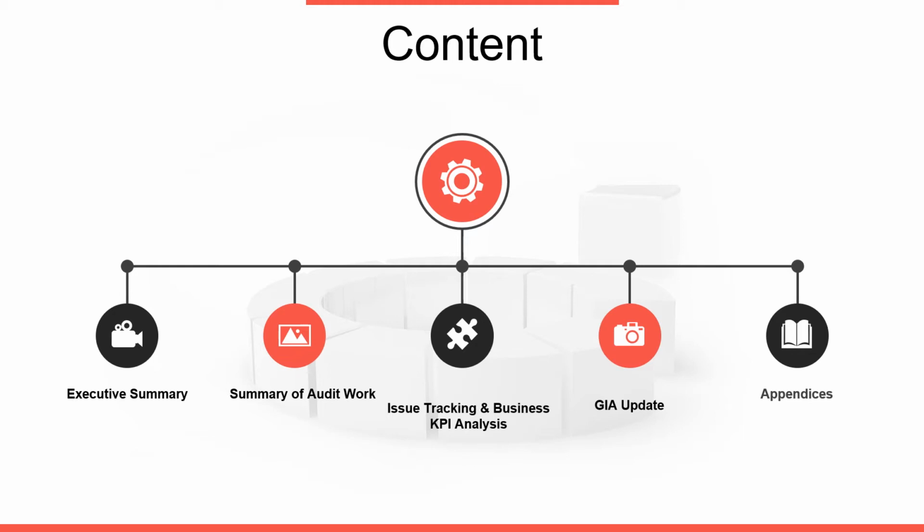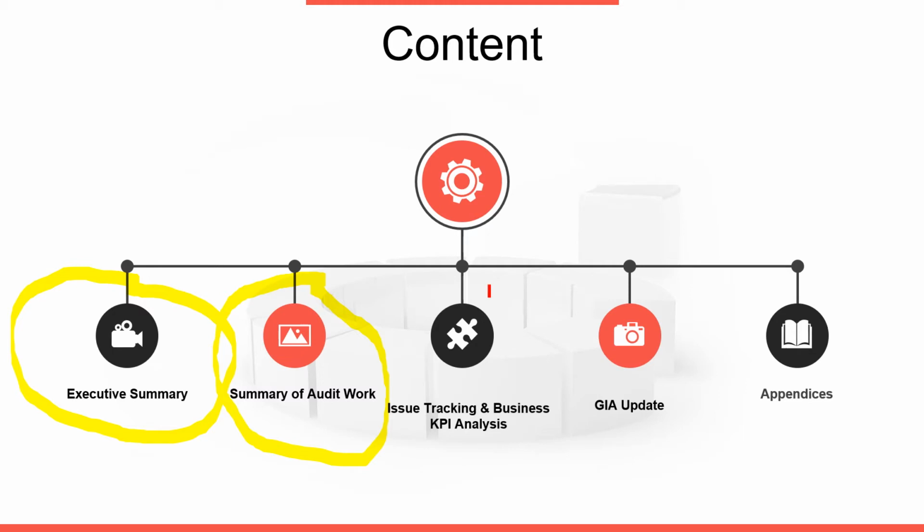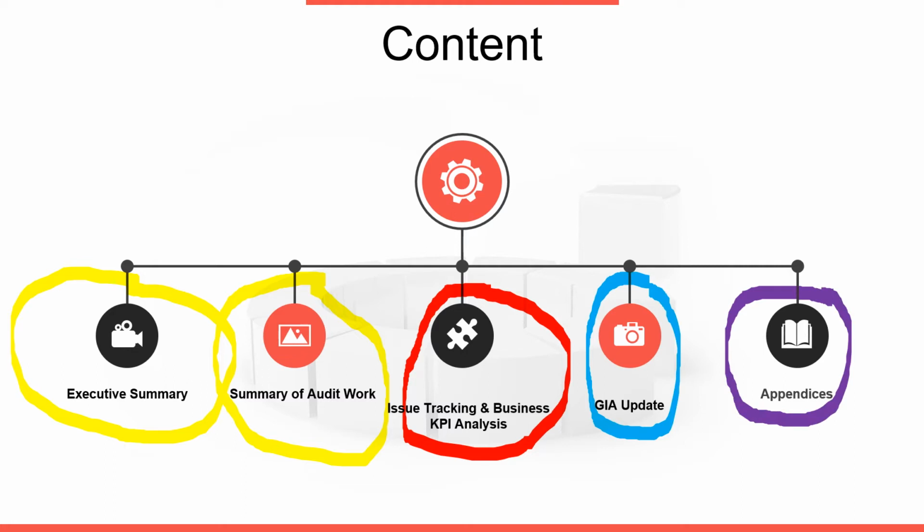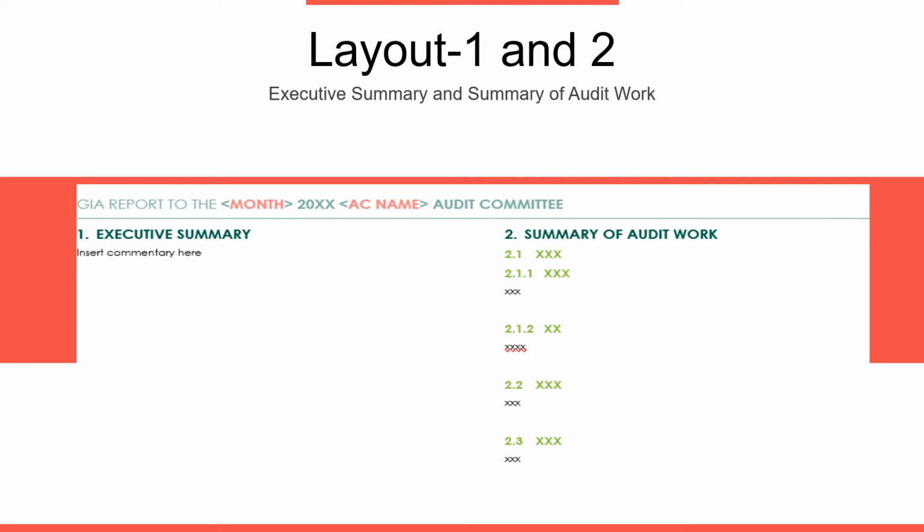The first one is the executive summary. We will discuss in a later slide what should be in the executive summary. In the table of contents, the first page should be the executive summary, then the summary of the audit work, then issue tracking, business and KPI analysis of the department, then the IA update, the overall update of the department. The last one is that you can include all the appendices related to your audit function and the reports and whatever.